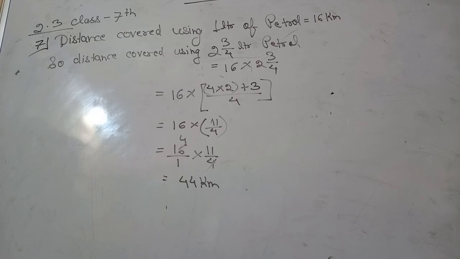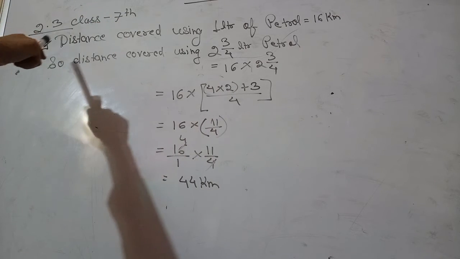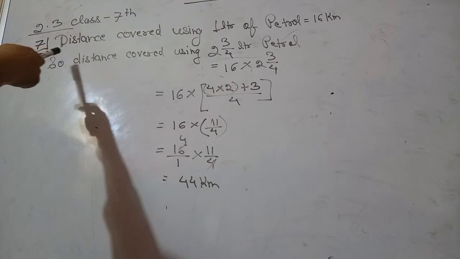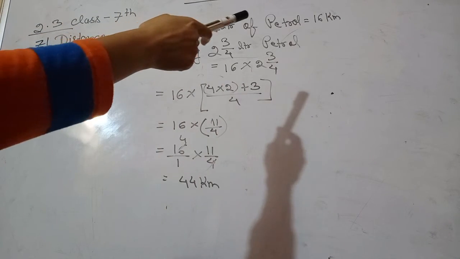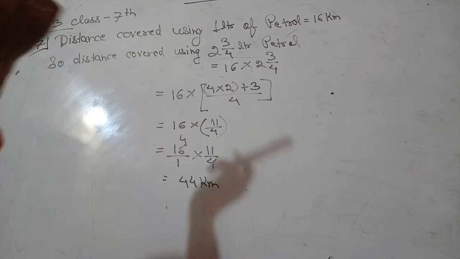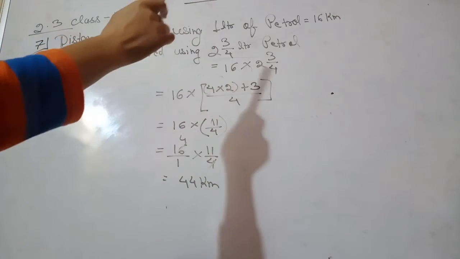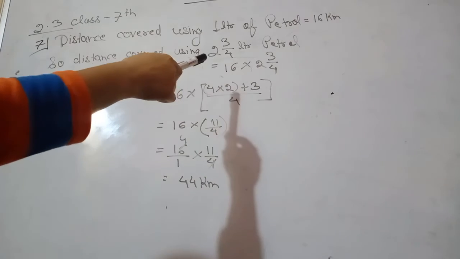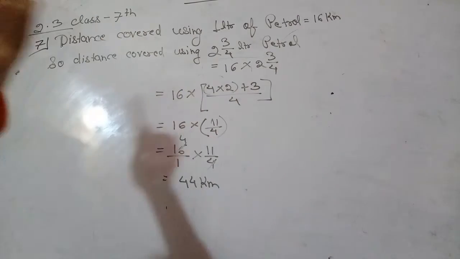Now moving towards question number 7 of exercise 2.3. See what is given in the question. A car runs 16 km using 1 liter of petrol. How much distance will it cover using 2 3 by 4 liter of petrol? Okay. It is given that in 1 liter of petrol the car covers a distance of 16 km. So let us write: distance covered using 1 liter of petrol, 16 km. And what is asked in the question? If in 1 liter of petrol the car covers 16 km, then in 2 3 by 4 liter of petrol how much distance will the car cover?